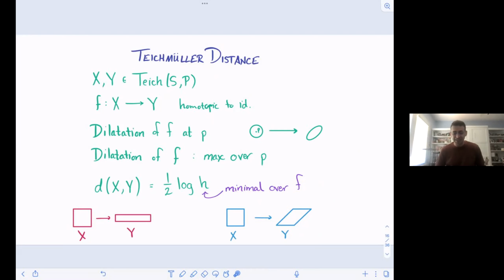Any other questions on what this distance is? What is H over here? H is the best map. So you have the dilatation of F at a point, and the dilatation of F is like its worst point. And then Teichmüller proved that there is a best H. So the H is the best F. H is the best dilatation. Is the dilatation of the best F, right? Oh, you're right. I meant to put that. Thank you. I'm going to add the word dilatation there. Yeah, that's a typo. Thank you. Yes, that was confusing. Hopefully it makes more sense now. Any other questions?